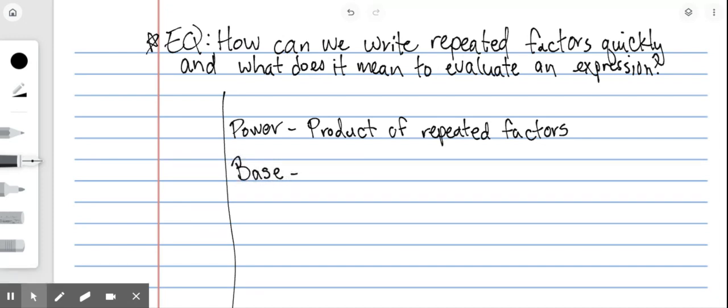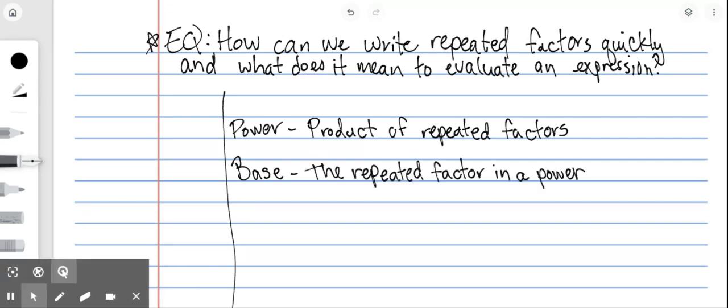So the next vocab term is base. Now the base relates to the power. It is the repeated factor in an exponent or in a power. So the power is the whole thing. The base is the thing that's being repeated. And then the final thing is the exponent. And the exponent denotes, or tells, how many times that base number is being repeated.